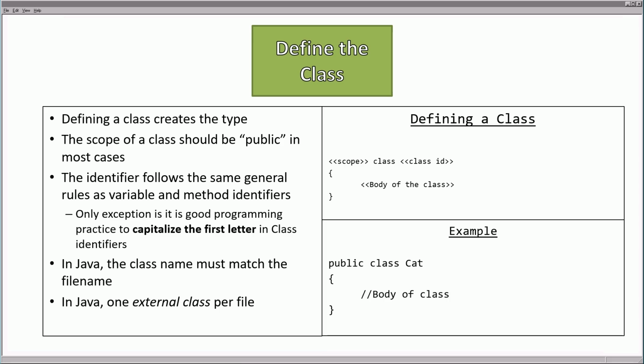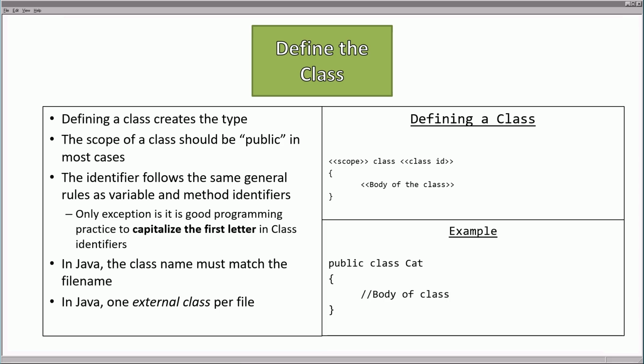Defining a class requires a couple of different parts. First is a scope, and generally it should be public. This is followed by the class identifier, and these identifiers follow the same general rules as variable and method identifiers. The only main exception is that it's good programming practice to capitalize the first letter in class identifiers. Something that's very important in Java is the class identifier must match the file name. Also, in Java, there is one external class per file. Every time you need to create a new class, you generally need to create a new file with it.